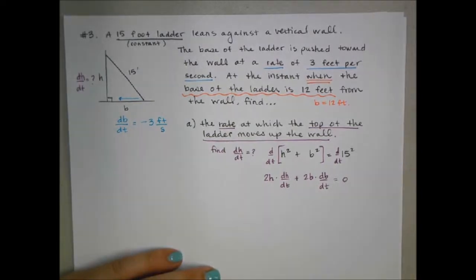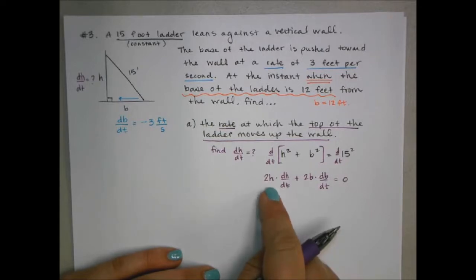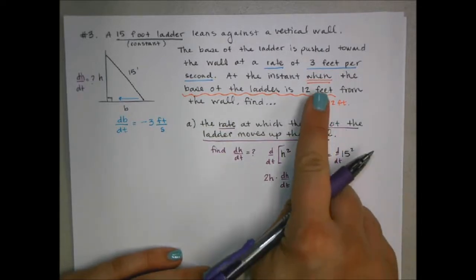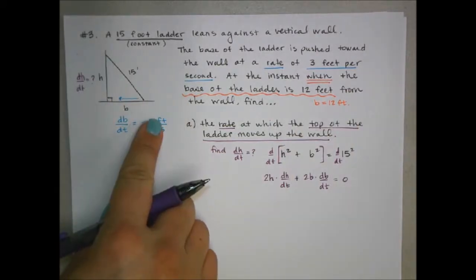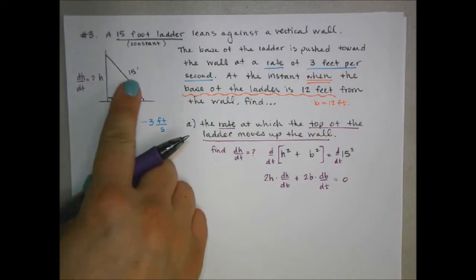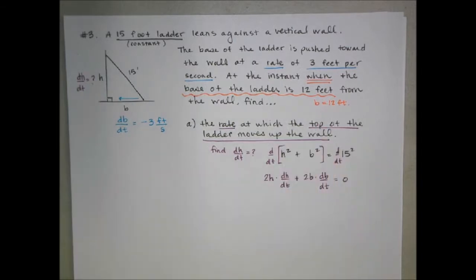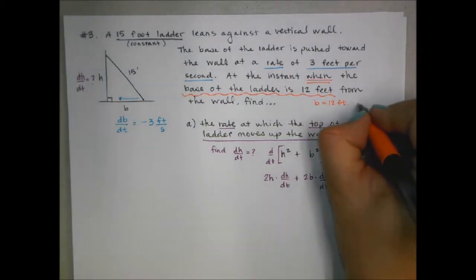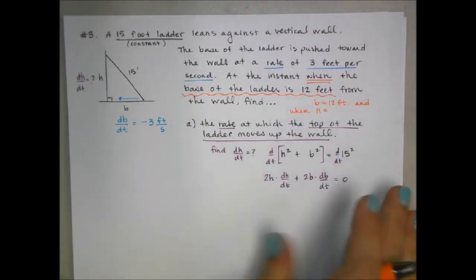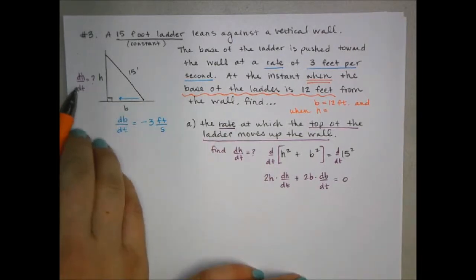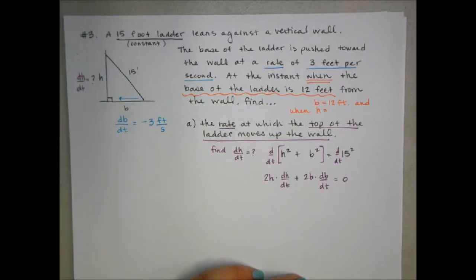Now that we've taken our derivative, let's plug in some values. Do we know what H is? Well, they didn't tell us. We were told when the base is 12. If this were a nice triangle, B is 12 and the ladder is 15, so we can find H at this moment. It's a little more information we have to find. So when B is 12, H is what? 15 squared minus 12 squared is equal to what squared? This value is going to come out to 9.